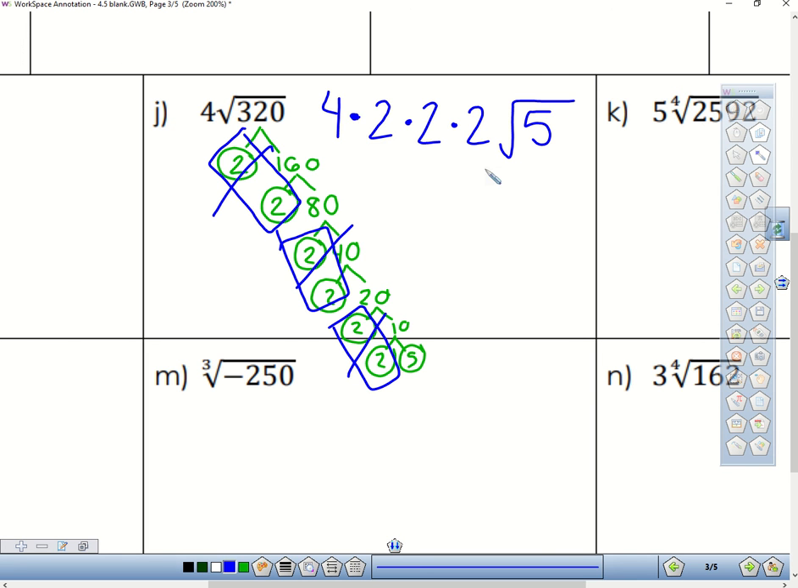Now your only thing you have to do here is simplify by multiplying these 4 numbers together, and anybody know what that comes out to be? 32. So your final answer is 32 radical 5. Good.